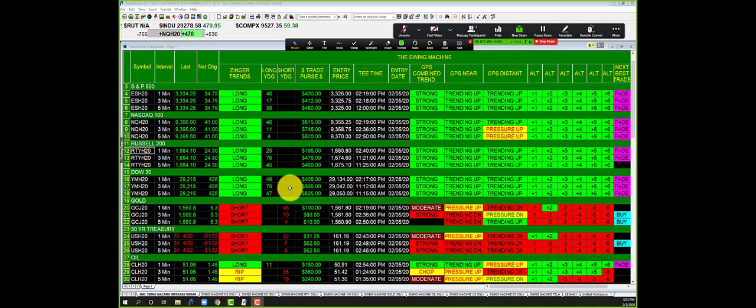So, and then there are different strategies, right? There are all different strategies in different markets. But this basic concept of understanding the odds and probabilities and understanding your risk capital is critically important to everything that you do. And so, now back to the Swing Machine, which is what this segment is about.